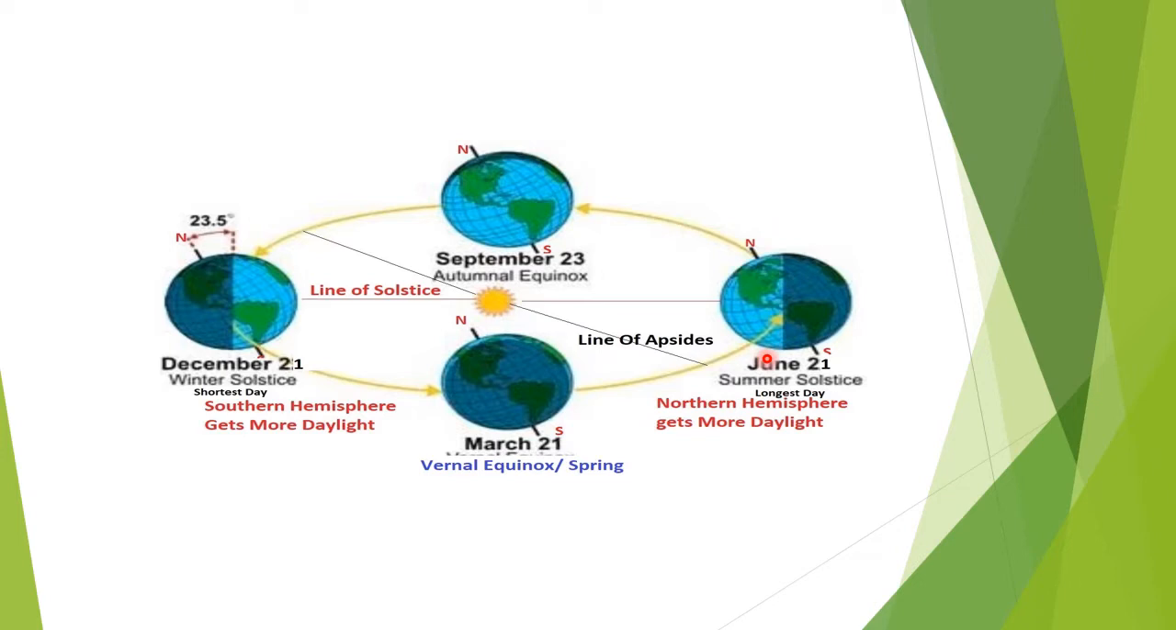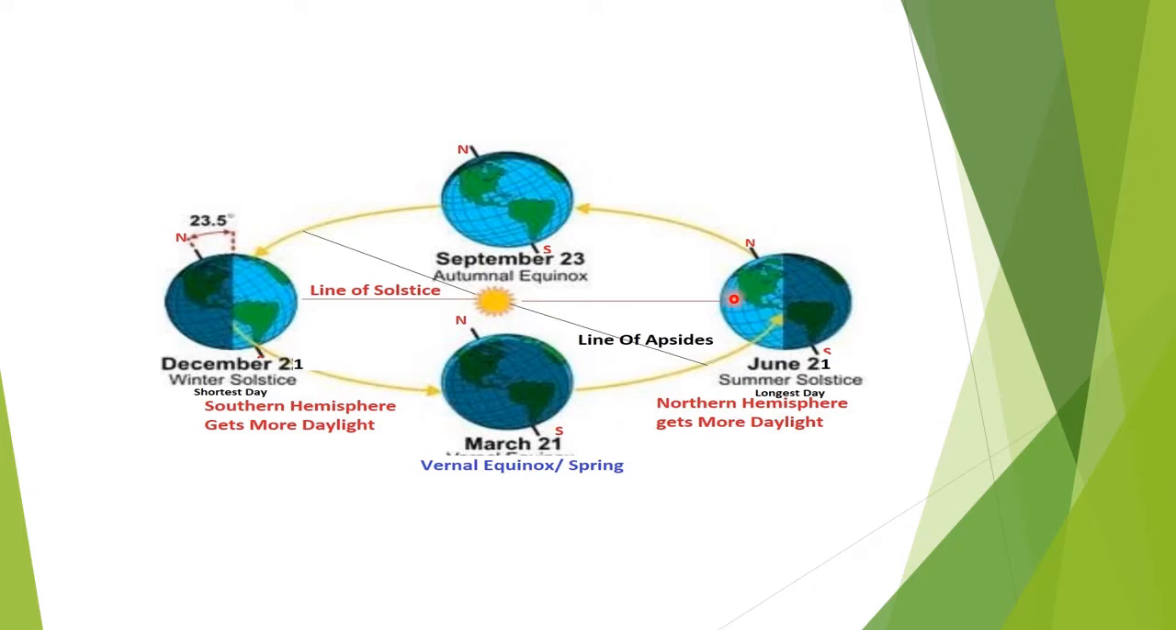When it is summer, 21st June will be the longest day. Earth is away from the sun, and the north is facing towards the sun, and here you will find the longest day. So the northern hemisphere gets more daylight. Then comes the autumn, that will be September, the autumnal equinox. Then the earth reaches winter, where the winter solstice occurs, and the southern hemisphere gets more daylight now.